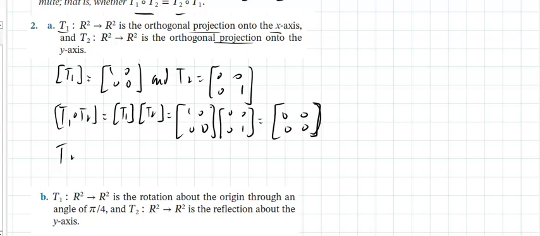If I take T sub 2 composed with T sub 1, I'm looking at, oh boy, come on.